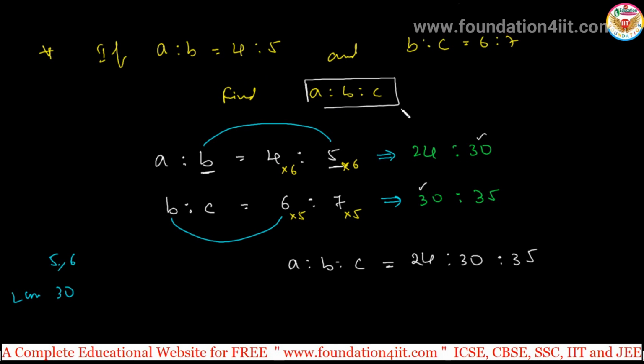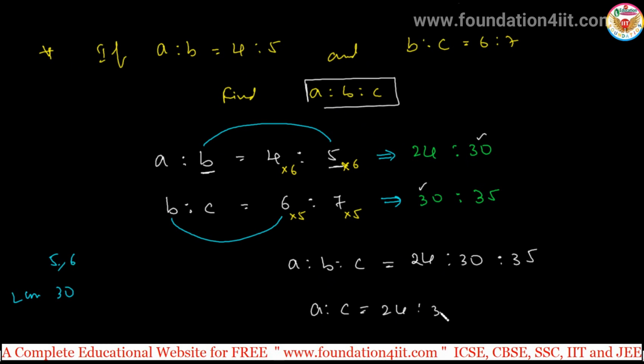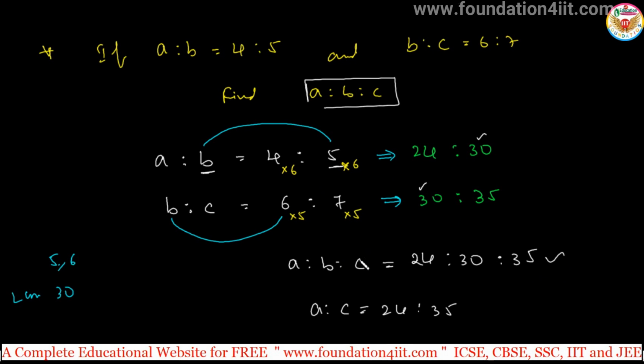A is to B, B is to C is given. Only if they ask for A is to C, it is 24 is to 35. It should be taken from this only. Don't take from the original ratios, that means don't take 4 and 7, because the 5 and 6 are not the same. So we should make them the same by taking the LCM. Then from this data we can make the series, or a ratio. Okay, this is about the basic concepts of ratio and proportion. Any number of questions you will be able to do this way.